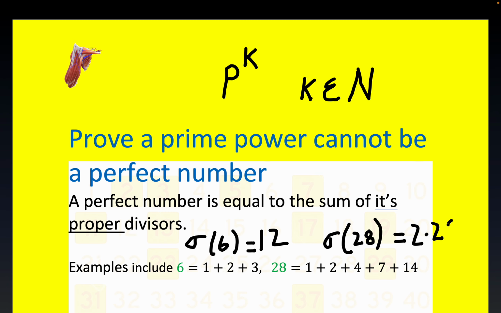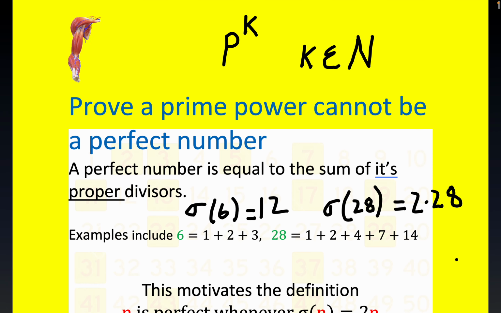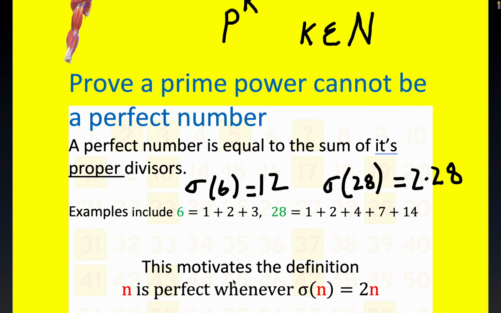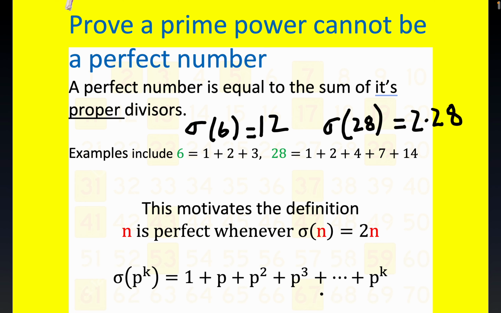Again, you guys can check this out right here. If you just tack on a 28 to the end of this, which is what sigma does, it does all the divisors, it's rapacious, then you get 28 plus 28, which is 2 times 28, which is 56. Now that leads to this definition of what we mean by a perfect number. n is perfect whenever sigma of n, the sum of the divisors of n, is just equal to twice n itself. Okay, now let's move along to the proof.